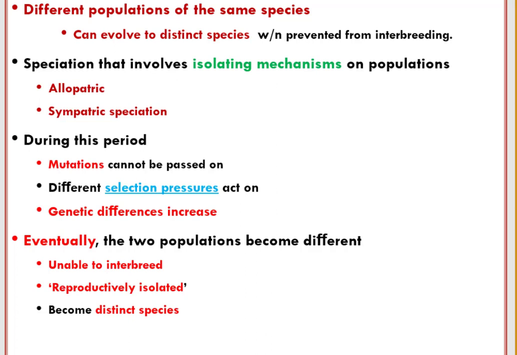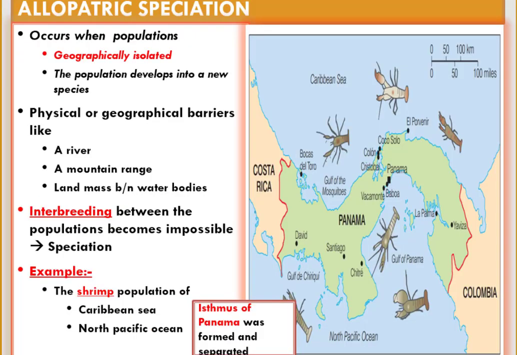Different selection pressures in different environments act on them, and the genetic differences between the two populations increase. Eventually, the two populations will become so different that they are unable to interbreed, reproductively isolated, and effectively they will become distinct or different independent species. Allopatric speciation.